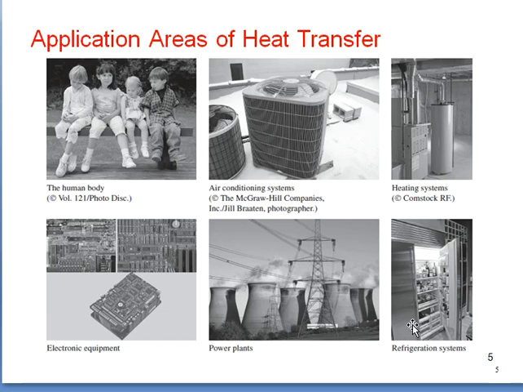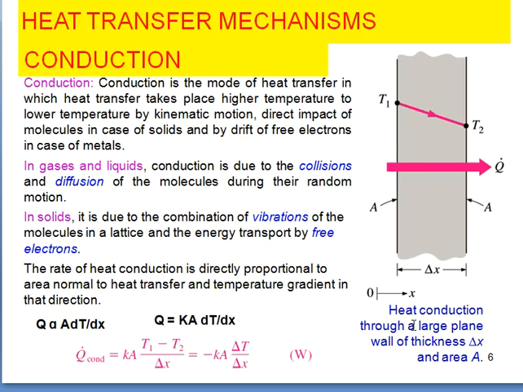These are some examples where heat transfer takes place: the human body, air conditioning systems, heating systems, electronic equipment which needs to be cooled, and power plants, where cooling towers are used to cool the fluid. Then refrigeration systems. These are the common examples where heat transfer takes place. Now we'll go to the different mechanisms of heat transfer.